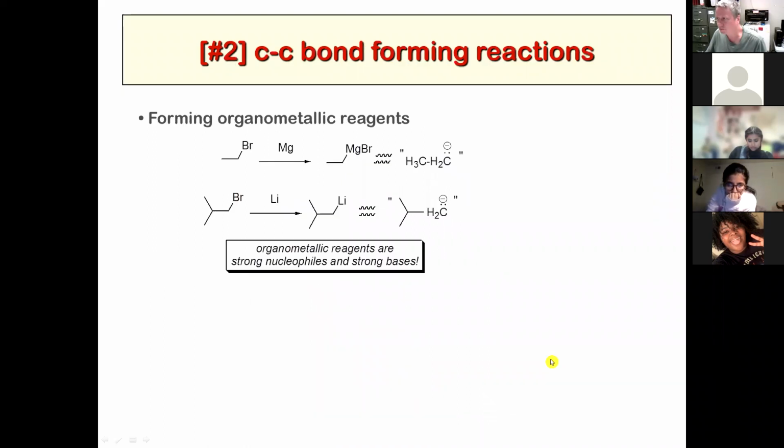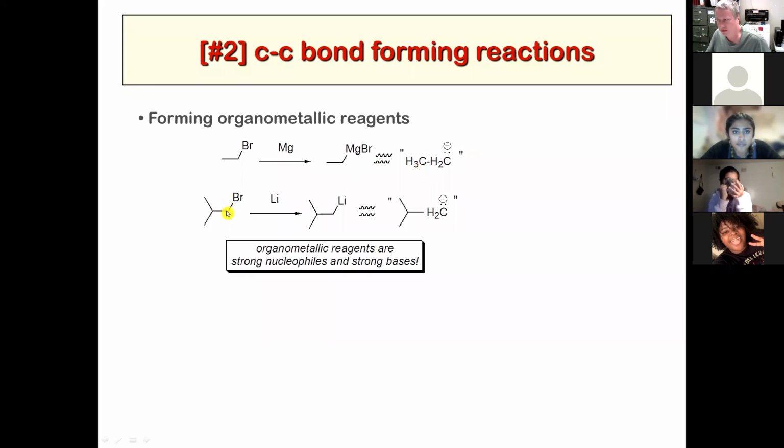So that's one thing. This is really important. This is all chapter 8 stuff. CC bond forming reactions. So organometallic reagents, remember that? That means carbon bound to metal. So here's an example. Ethyl bromide, you can add magnesium and it makes ethyl magnesium bromide. And then that is essentially equivalent to ethyl, 2 carbons, and that is a super reactive nucleophile. It can go attack ketones and aldehydes and things like that.